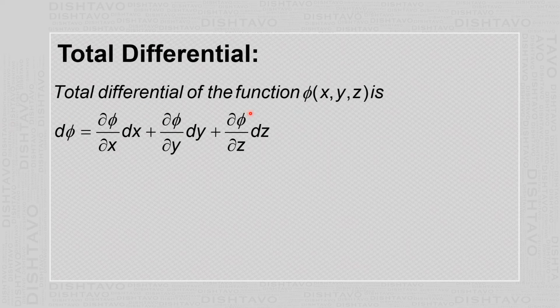The total differential of a given scalar function is denoted as dφ, and it is defined as equal to ∂φ/∂x dx plus ∂φ/∂y dy plus ∂φ/∂z dz. The physical significance of this total differential is, suppose the independent variables x, y and z undergo a very small change, then what change will happen in the function? That is found by finding the total differential.